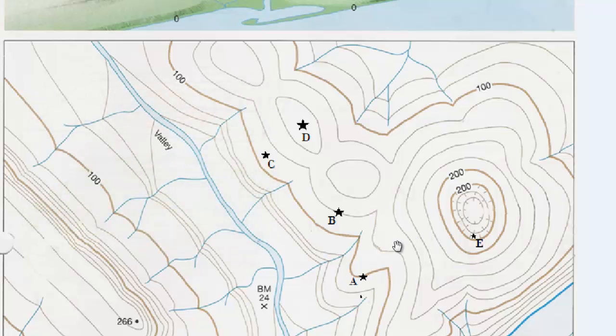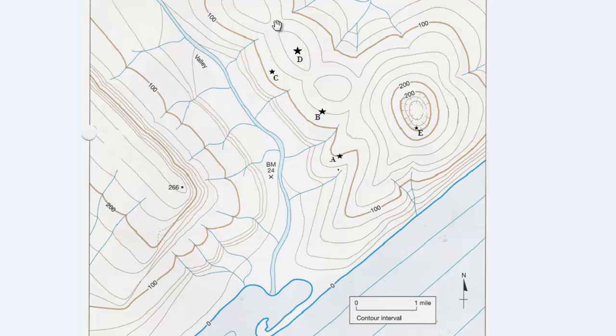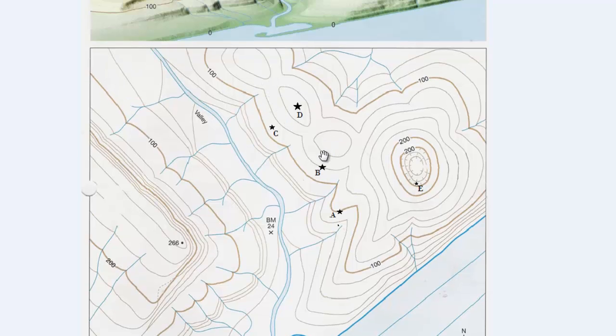All right, so I think we've got everything we need there. You have the same map with different points on it that you're going to find the elevation of, and then move on to the next profile, or excuse me, the next map.